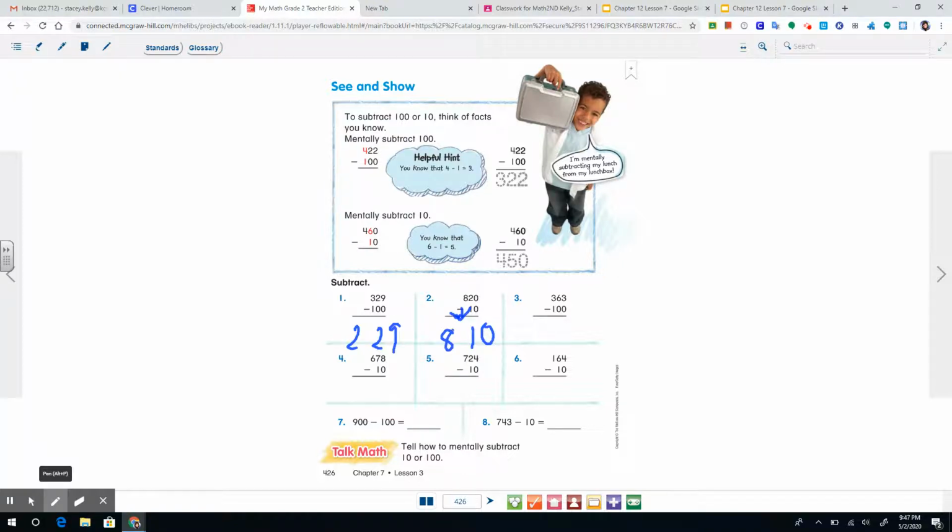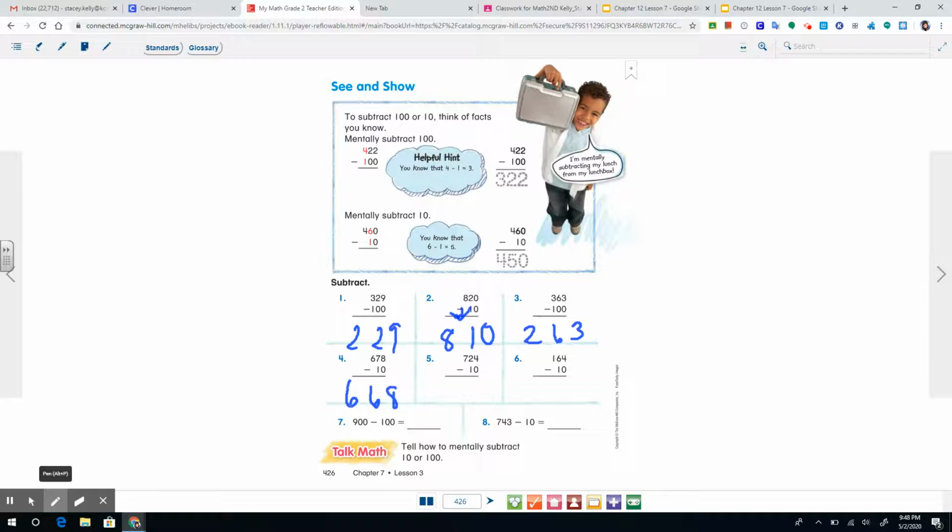3 minus 0 is 3. 6 minus 0 is 6. 3 minus 1 is 2. 678 minus 10. 8 minus 0 is 8. 7 minus 1 is 6. There's nothing in the 100 spot, so I'm just going to drop down my 6.